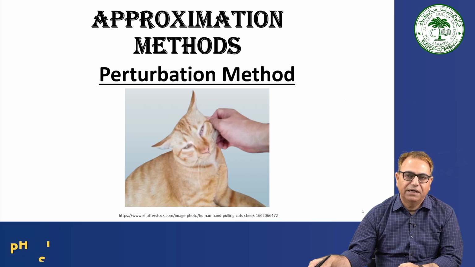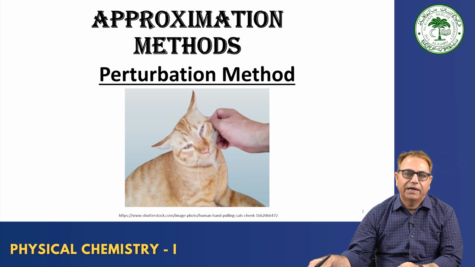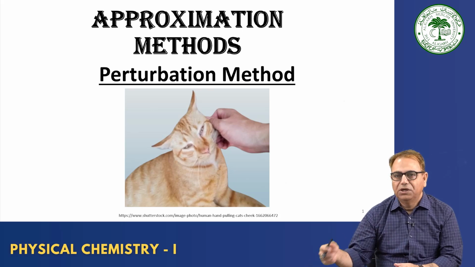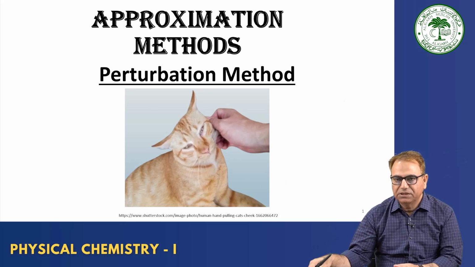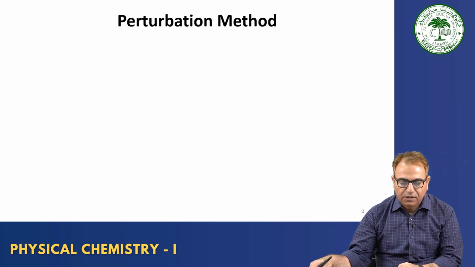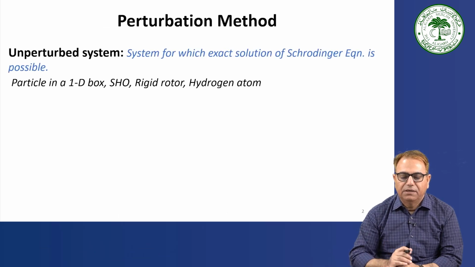Instead of getting the energy, eigenvalue and eigenfunction from scratch, you can make the correction in the eigenvalue and the eigenfunction of the unperturbed system in order to get it for the perturbed system. This is the basic fundamental principle of perturbation method. So for a perturbation method, you need an unperturbed system. And an unperturbed system is a system for which the exact solution of the Schrodinger equation is available.